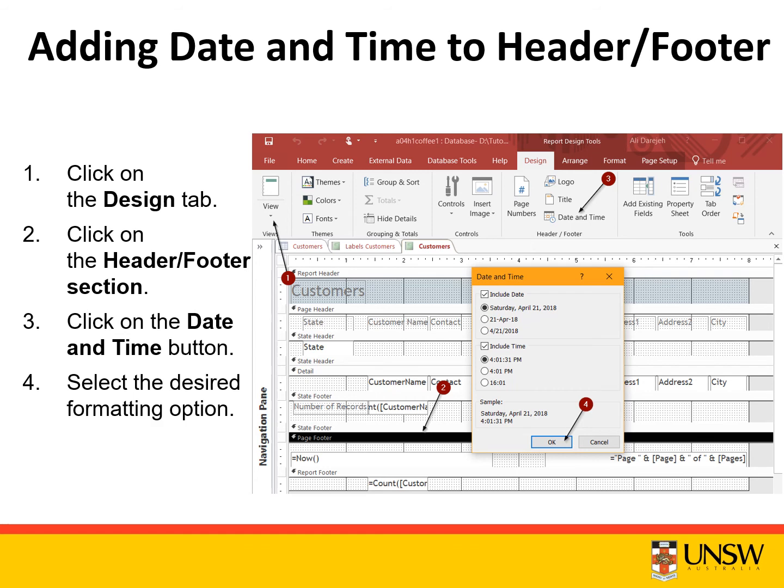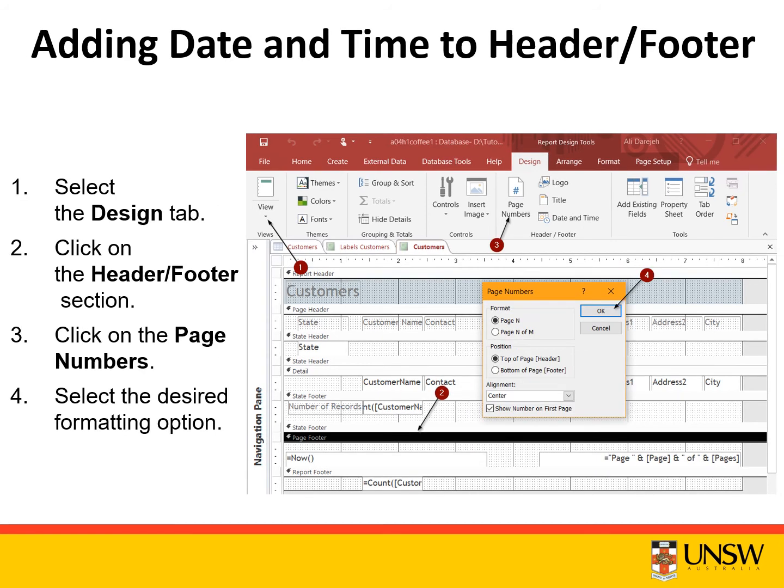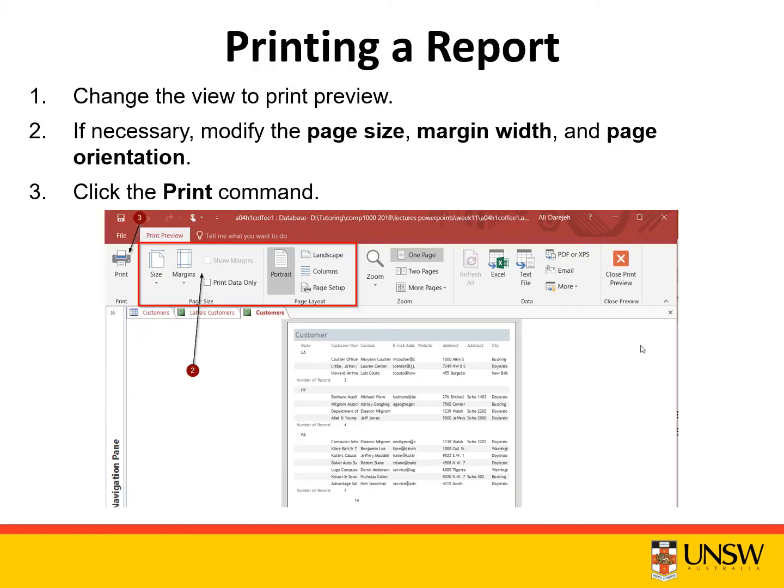If you want to add current date or time to your report, click on the report header or page header and click the date and time button from the design tab. For adding page number, you should follow a similar process. Click on the report header or page header and click the page number button. After adjusting all the settings of your report, it's ready to be printed. For printing your report, adjust the page margin and orientation, then click the print button. If you don't want to print your report on paper, you can also print it as a PDF file. Watch the demo in the next slide to know more about how you can print your report.